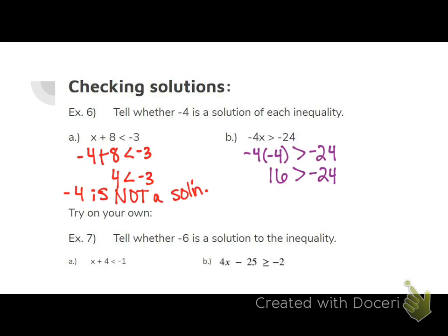It's true, because the 24 is negative, right? So a positive number is always going to be bigger than a negative number. So in this case, -4 is a solution. If you end up with a true statement, then that number that you plugged in is a solution. If you end up with a false statement, the number you plugged in is not a solution.